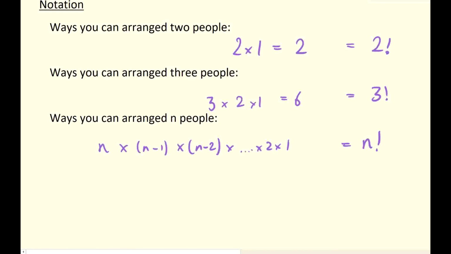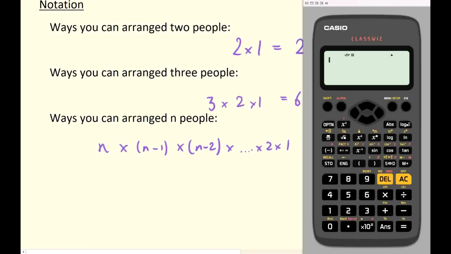The reason I'm showing you this is that your calculators have that factorial button for you. So if you wanted 5 people organised in any order, you would do 5 factorial. You are looking for a little exclamation point, which you can see is down here in green. I'm colourblind, so you have to press shift first and then this button to give you that exclamation mark. So 5 factorial is 120. That means if you have 5 people, you can organise them in 120 unique ways.